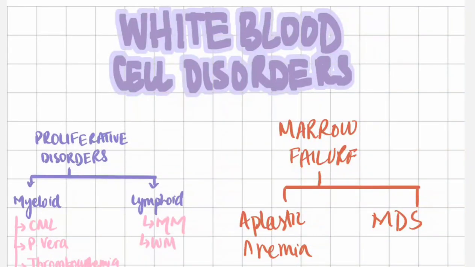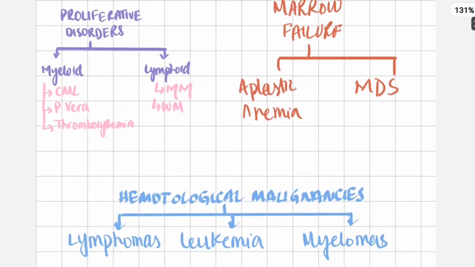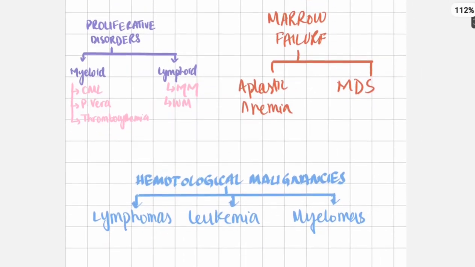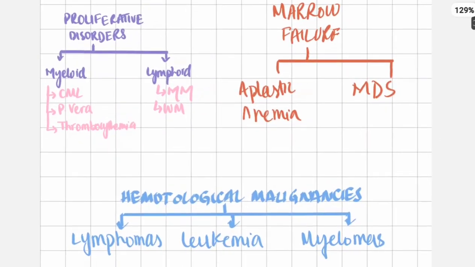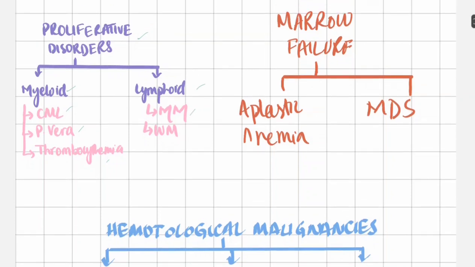Today we're going to talk about white blood disorders. In white blood disorders, I have created some schematics. We will look at some proliferative disorders right here. These are divided into myeloid and lymphoid. Under myeloid, we have chronic myeloid leukemia, polycythemia vera, and thrombocythemia. And in lymphoid, we have multiple myeloma and Waldenström myeloma.